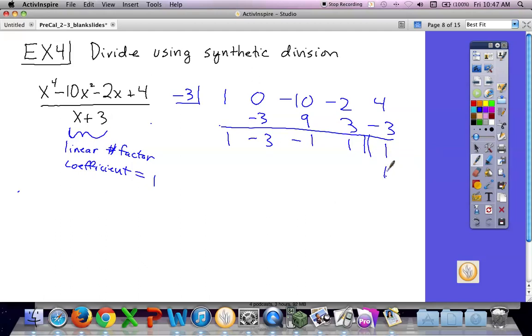So the remainder is 1, and then these should be the coefficients of a polynomial of what degree? Third, right? We started with 4, so we reduced it by 1 power by doing this division. So now we've got x to the third minus 3x squared minus x plus 1. Remainder 1.